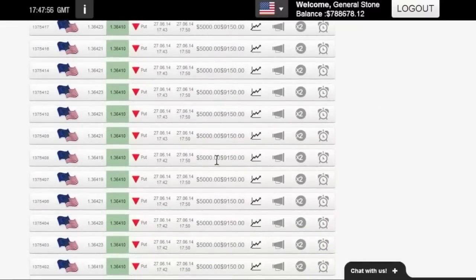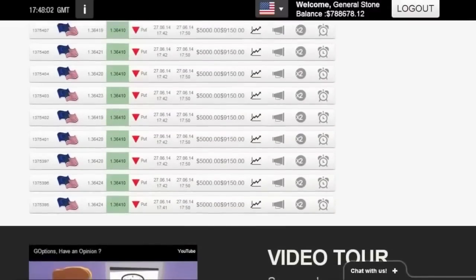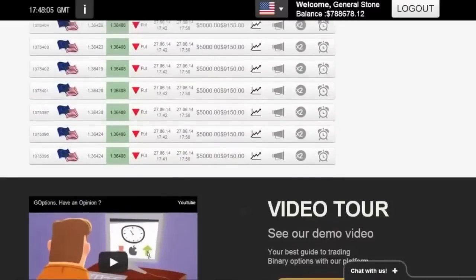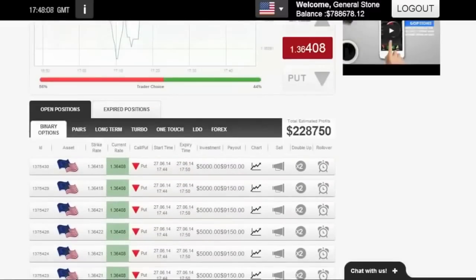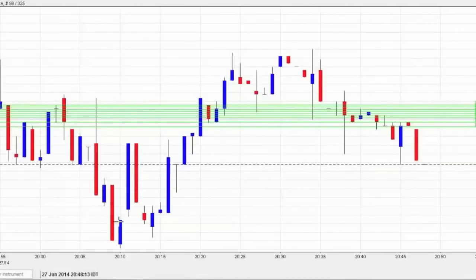10, 20, 30, 40, that's 100,000. Ending in 403, sorry. $125,000 open. And all in the green. So $103,750 profit, as long as the price stays down.